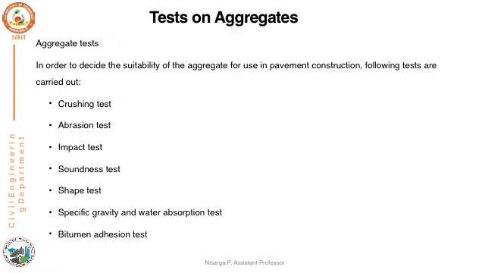Now the question is, we have to assess whether the given aggregate possesses these desirable properties or not. To test that, we have various tests on aggregate such that we can decide the suitability of aggregate for use in pavement construction work.